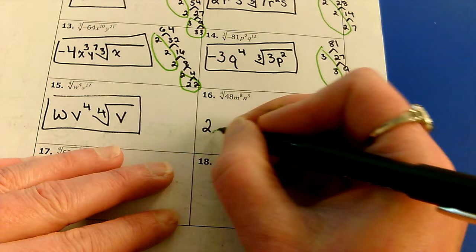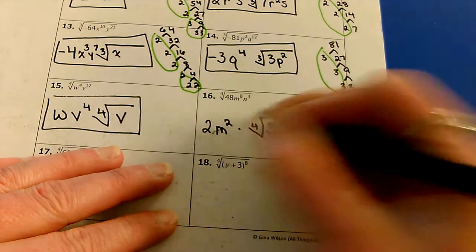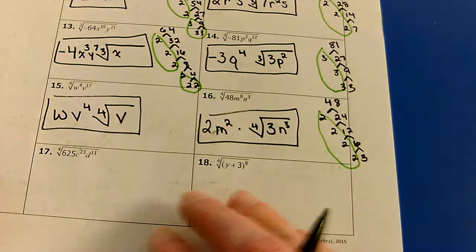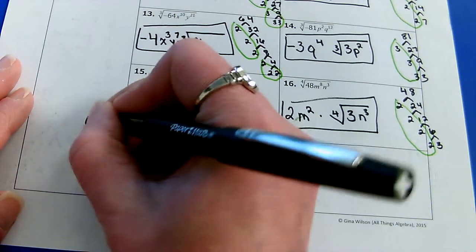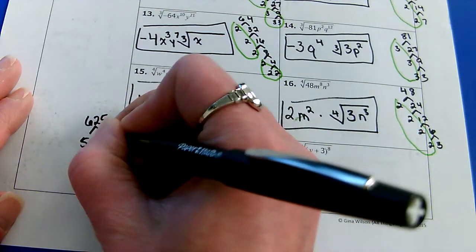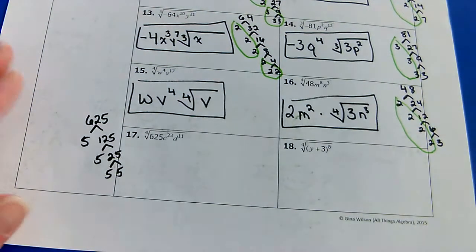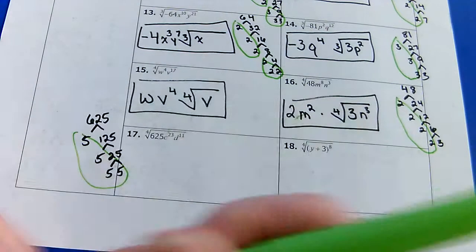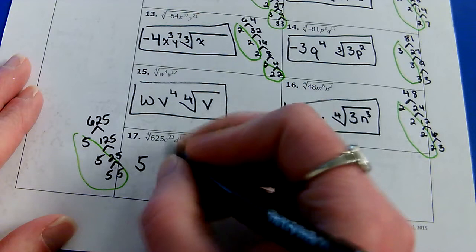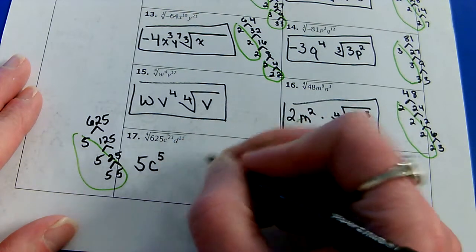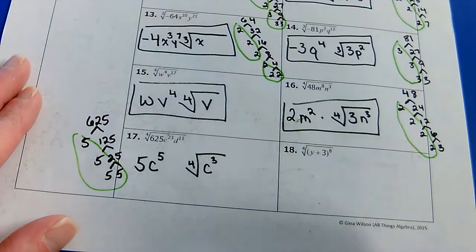m to the 8th, that's 2 sets of 4. 8 divided by 4 is 2. n cubed, it's not a set of 4, it's not divisible by 4, so it stays under. Four of a kind. 23 divided by 4 is going to be 5 sets with 3 left in.